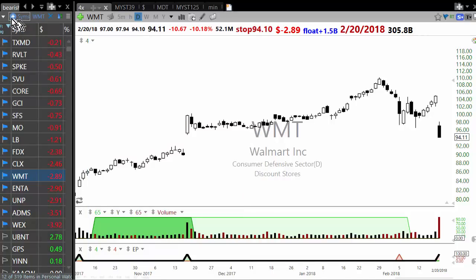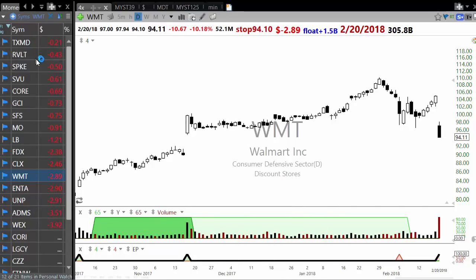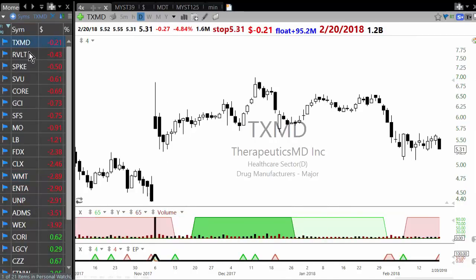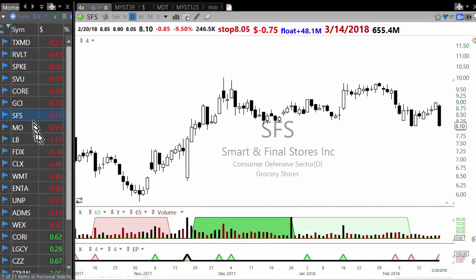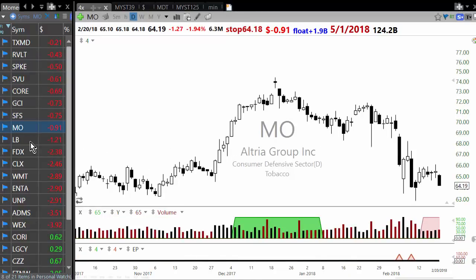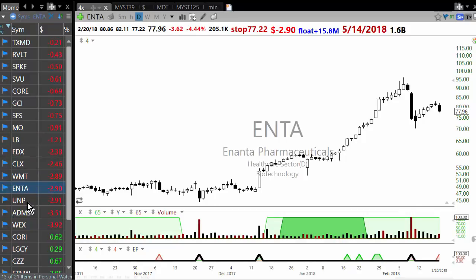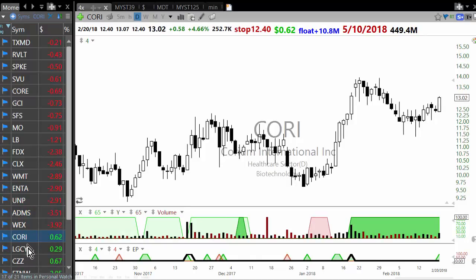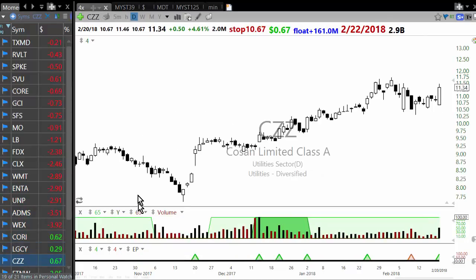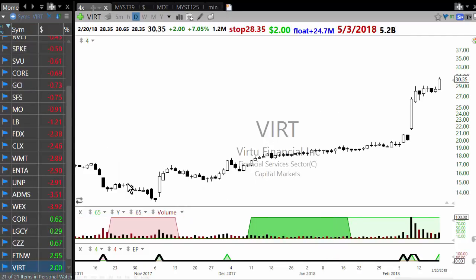So here is your choice of setups after running this kind of scan, which is for breakouts: TXMD, then RVLT, SPQ, Core, SFS, MO, Leading Brands, Clorox, WMT, then ENTA, Union Pacific, ADMS, WEX, Cori on the long side, LGCOI on the long side, Cozans on the long side, FTNW, and so on. So this is how you can find candidates using breakout scans.